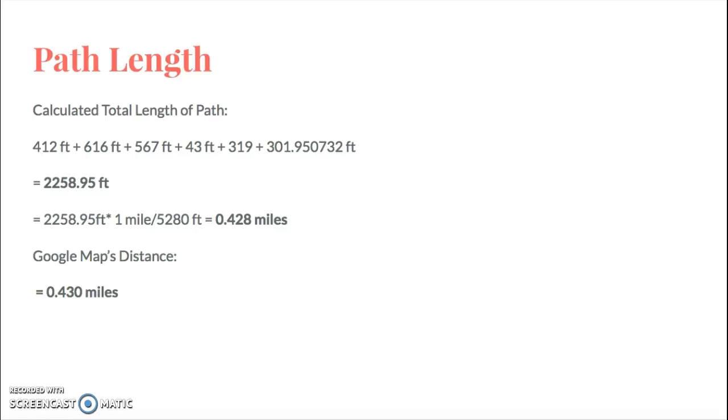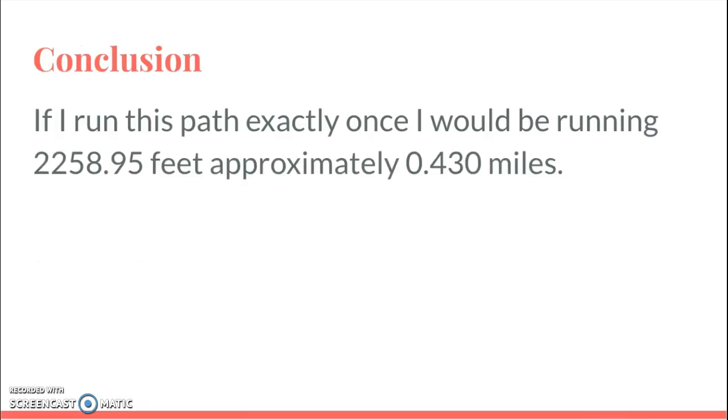So 2,258.95 feet is roughly 0.428 miles, and the Google Maps distance gave me 0.430 miles, so I was only 0.002 off, which is a pretty good estimate. I was fairly close. So in conclusion, if I run this path exactly once, I will be running 2,258.9 feet, which is approximately 0.430 miles.